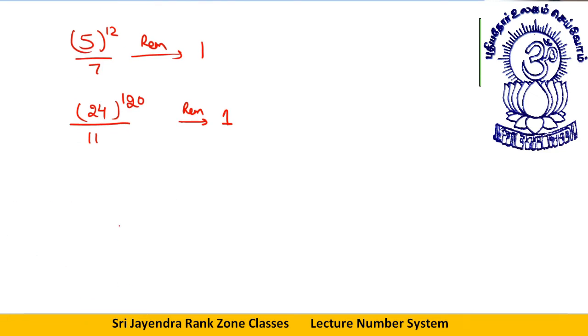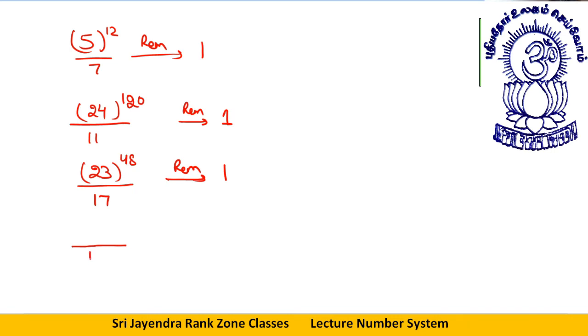Suppose I take a number 23, and I take a number 17. Both of these are co-prime to each other. 17 does not cancel anything with 23. What is 1 less than 17? 16. If you take the power 96, this is a multiple of 16. If you take the power 48, anything, the remainder will be 1. Getting it, dear students?